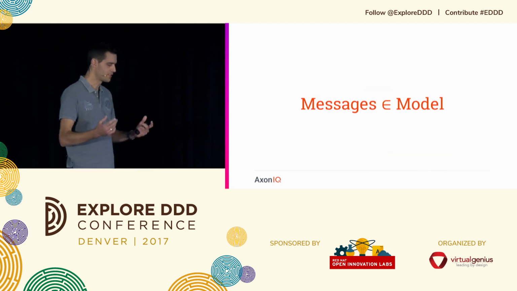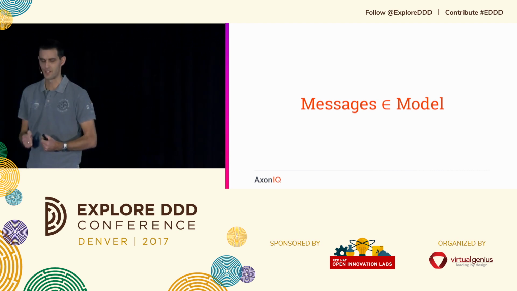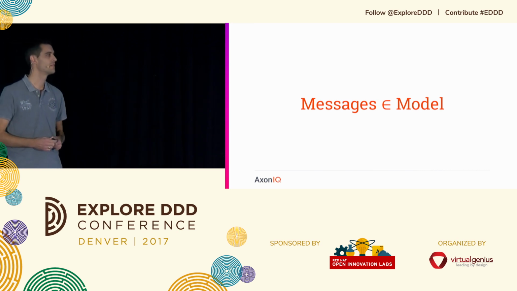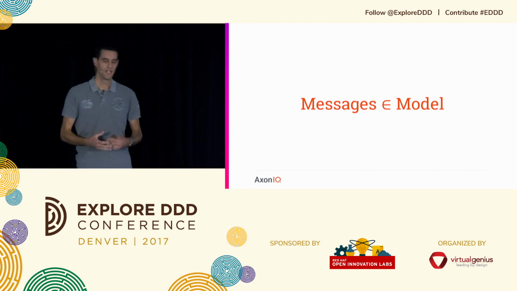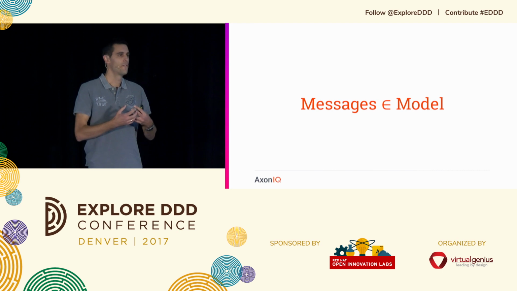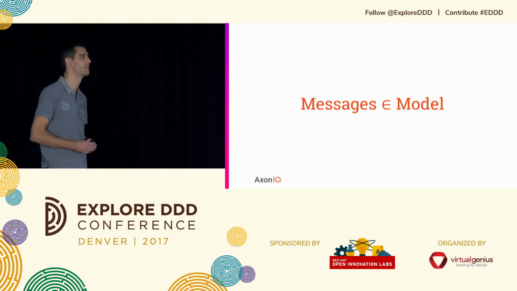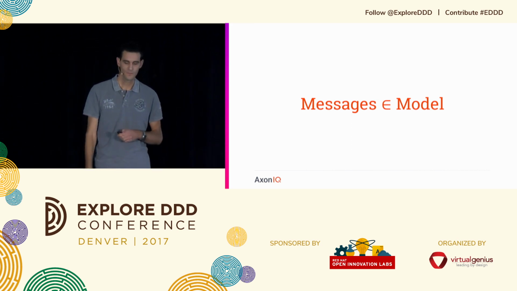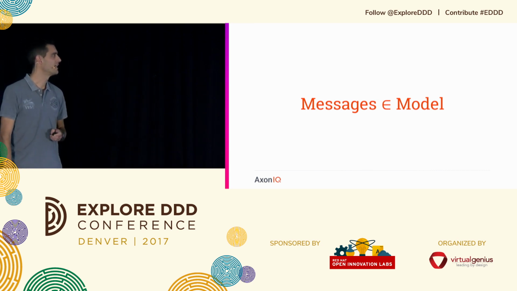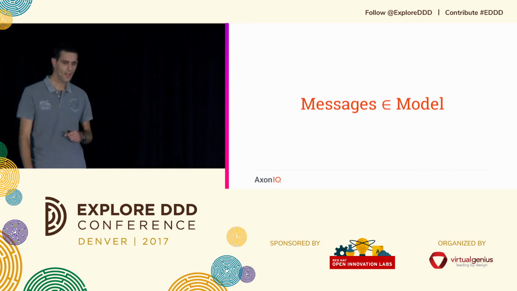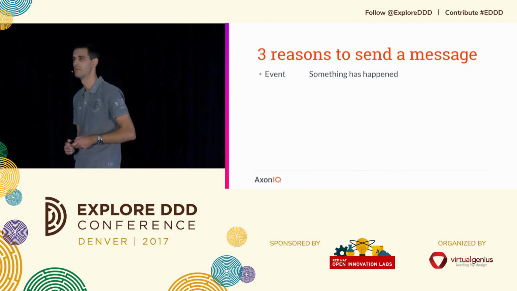So how did I do it? I love messages. I think messages are a very important element in a model. They should be modeled as if they are part of the model itself, because they describe the interaction with your model. How do you expect the outside world to interact with whatever you're building? About every presentation I've seen so far today talks about events. I think there are 3 reasons to send a message, and events are only one of them.